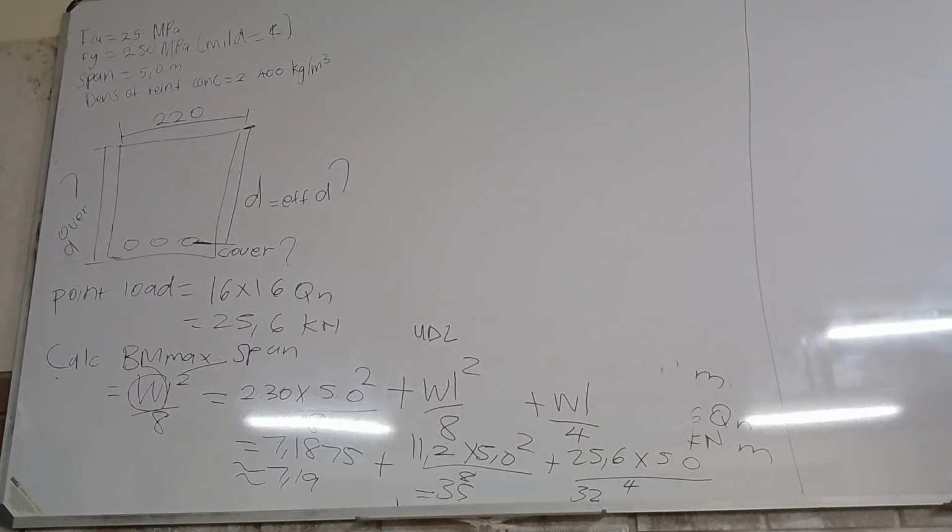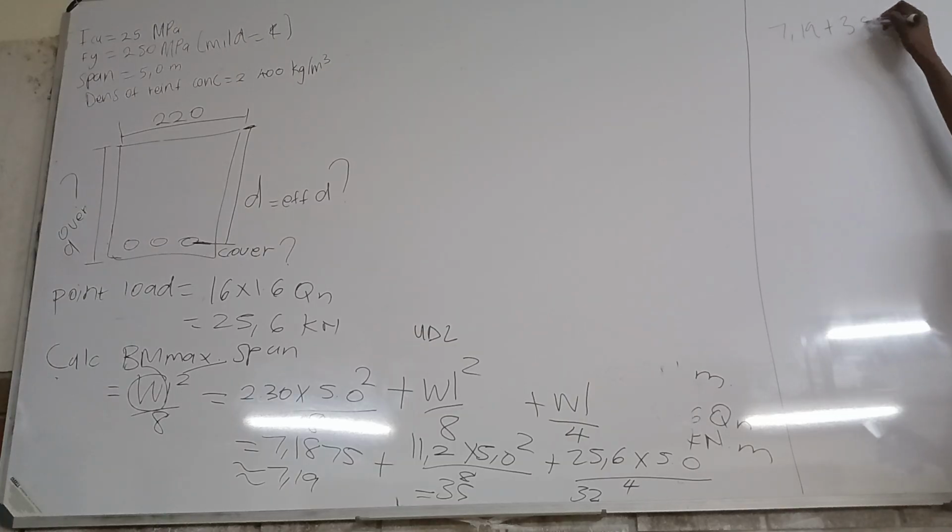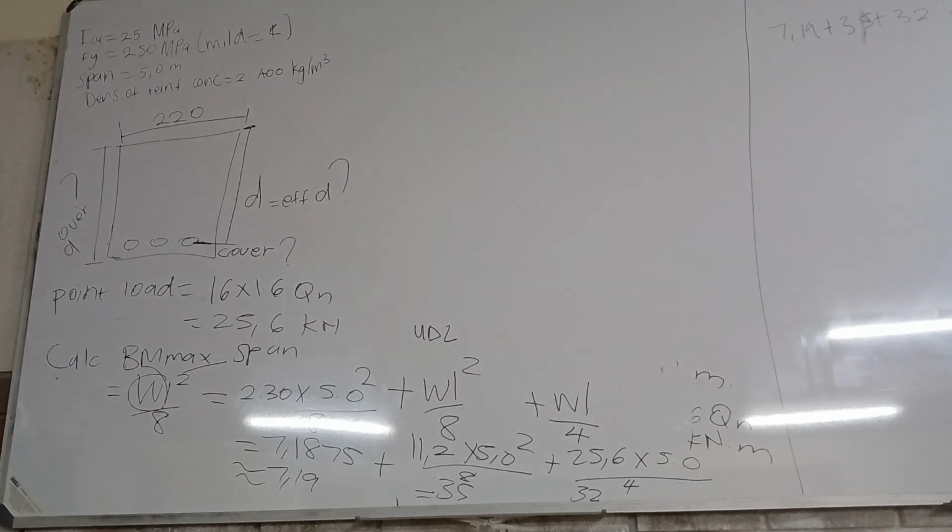What is the maximum bending moment? I get 7.19 plus 35 plus 32, which is 74.19, SI unit kilonewton meter.